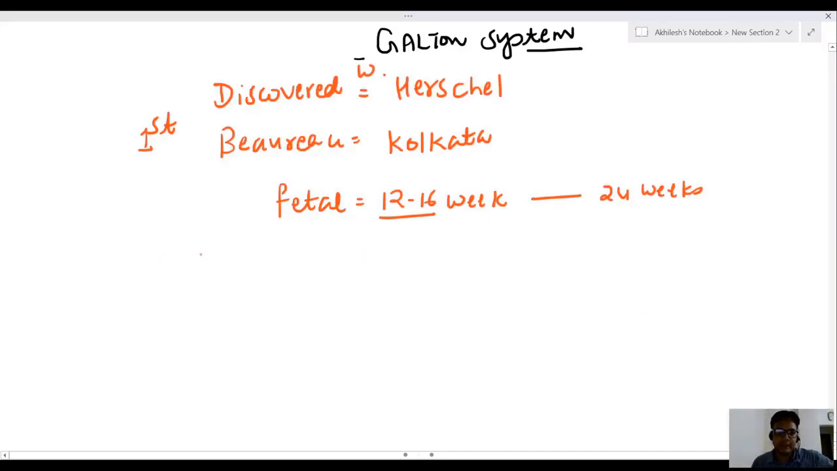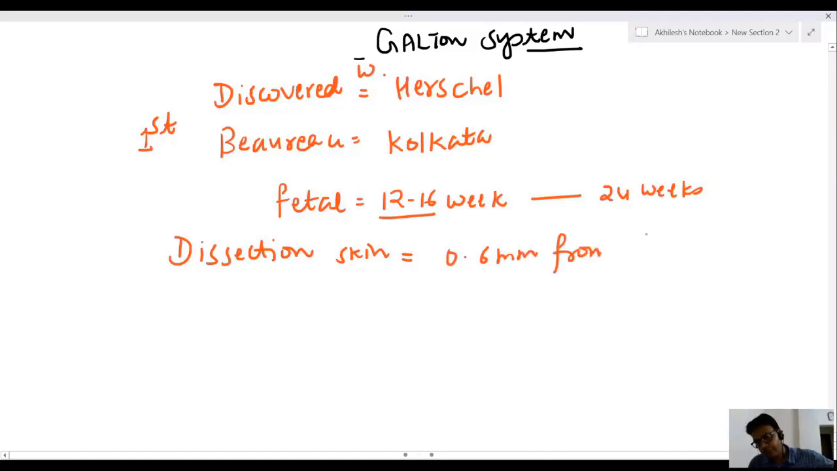Sir, dissection of skin. Dissection of skin is up to 0.6 mm for fingerprint. Means if this is skin, we can dissect up to 0.6 mm to get fingerprint result.